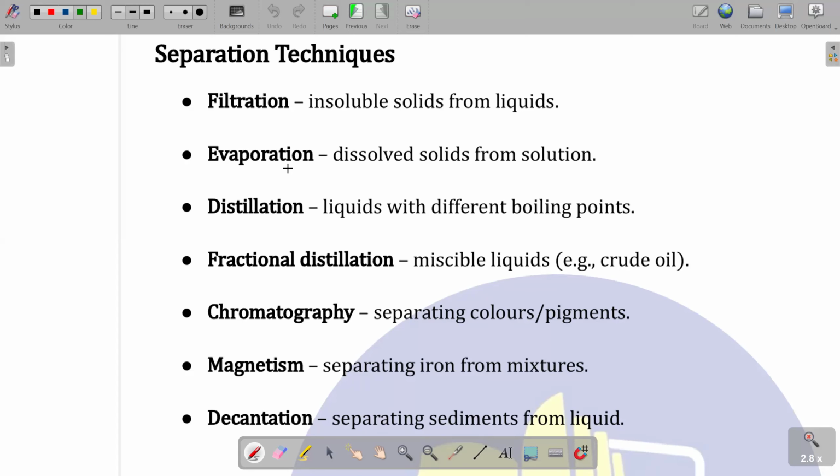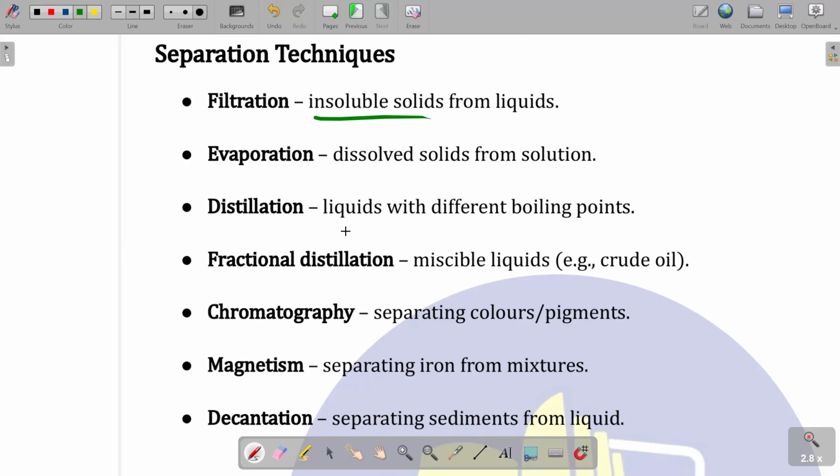We have filtration. Filtration is generally used to separate insoluble solids from liquids. For example, if you have an insoluble solid within a liquid, it can be separated using filtration. Then we have evaporation, for a dissolved solid from solution. Sometimes if you have a dissolved solid, you can vaporize or evaporate the liquid and you have your solid.